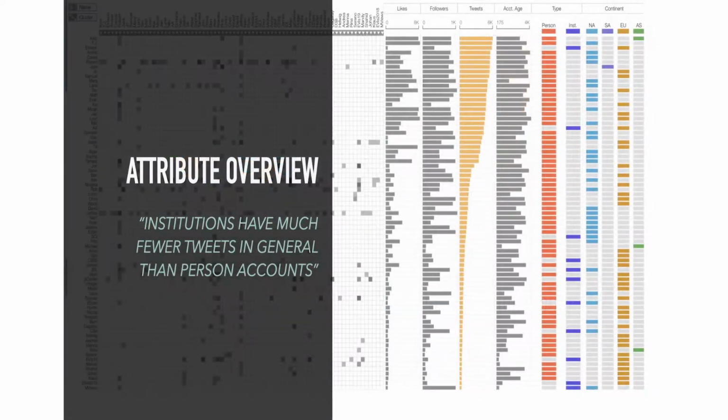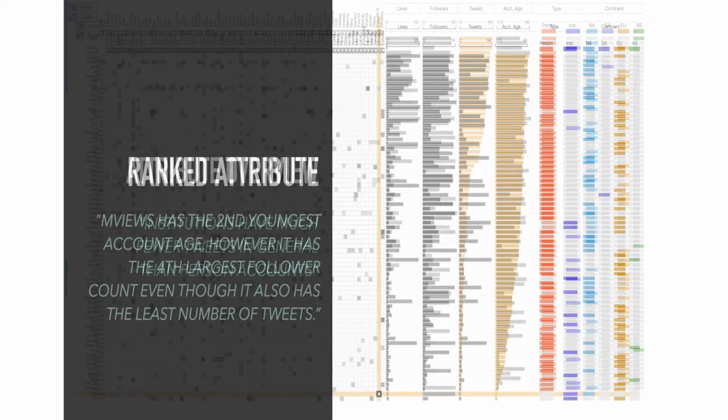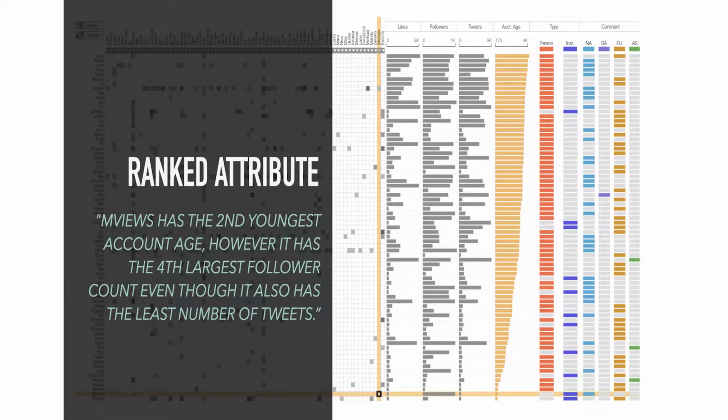The most common type of insight for the adjacency matrix were attribute overviews. These are those that give a summary of one or more attributes of the entire network. As an example, one participant noted that institutions have much fewer tweets in general than person accounts. The second most common insight type for the adjacency matrix were ranked attributes. In these insights, the ranking of one or more attributes is specifically mentioned, such as this participant who noted that one user has the second youngest account age and very few tweets, but still has the fourth largest follower count of the network.